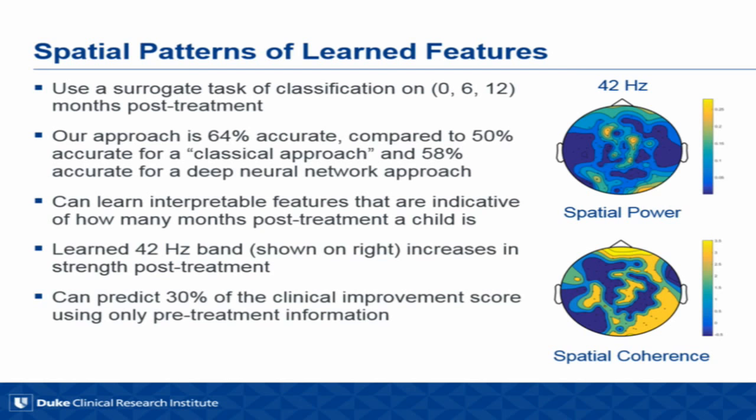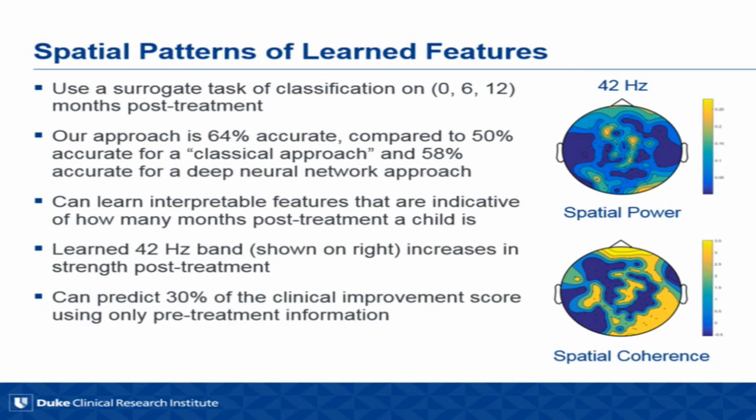And if we're trying to predict this, using these interpretable features, we actually get state-of-the-art accuracy. So we get 64% accurate. The classical approach people used was 50%. And there's been a lot of people across the country working on using deep neural networks, which is a machine learning technique, to do this prediction, which is 58% accurate.